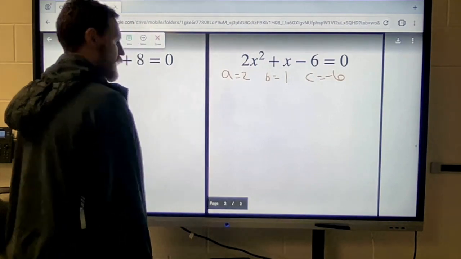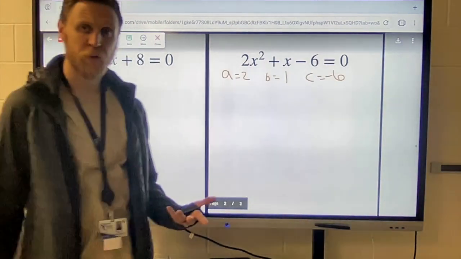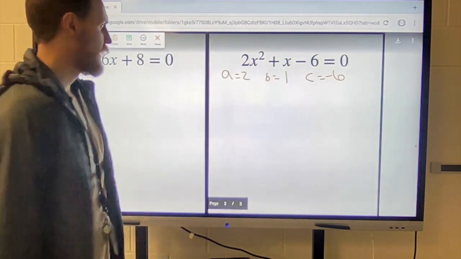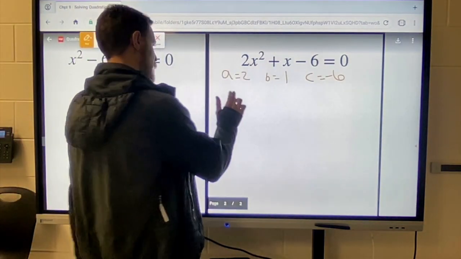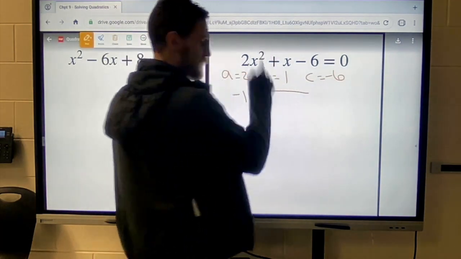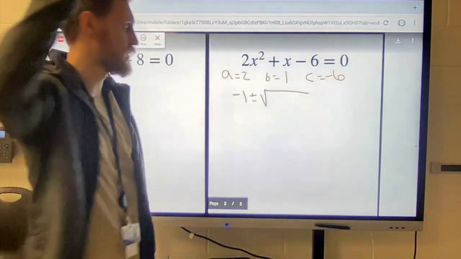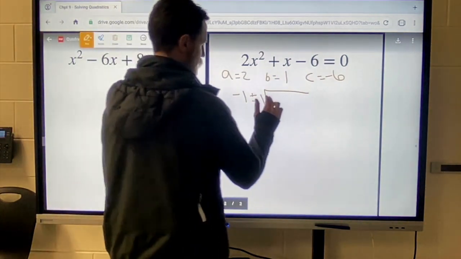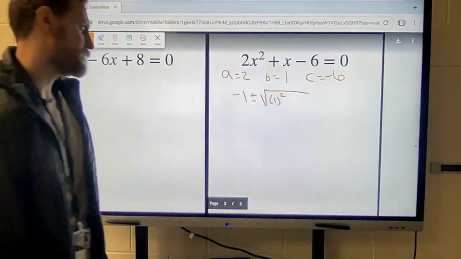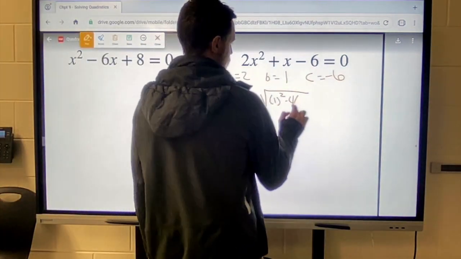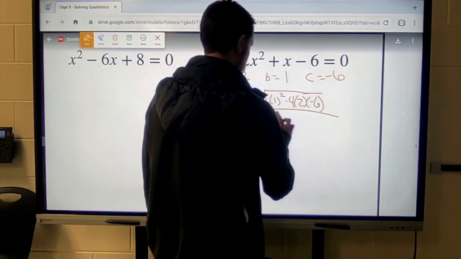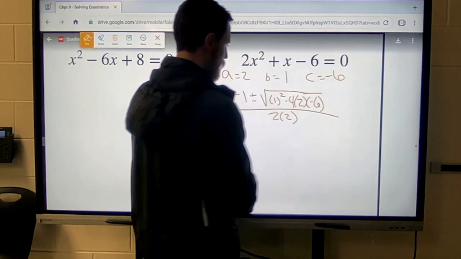Good. Now we put things where they go in our formula. So the formula, again, you have it in front of you. You just got to put things where they go. It's the opposite of b, so -1 plus or minus the square root of b squared. Well, what is that squared? 1 squared? Oh, that's just 1. Doesn't matter. You don't need to know that. You can use your calculator. B squared minus 4 times a times c, all divided by 2 times the a value, which is 2 times 2.